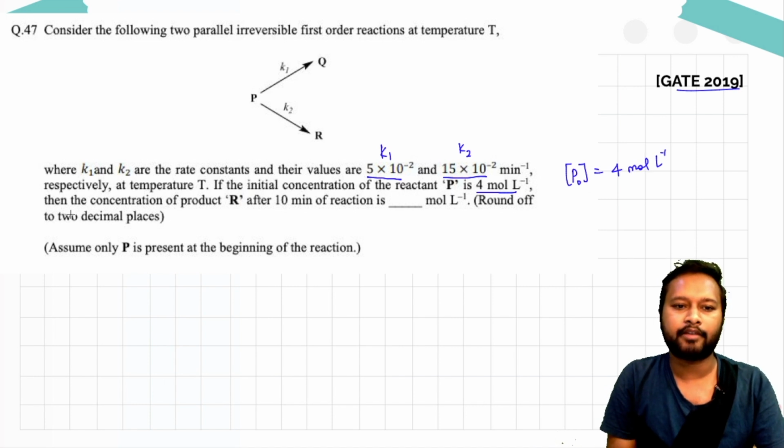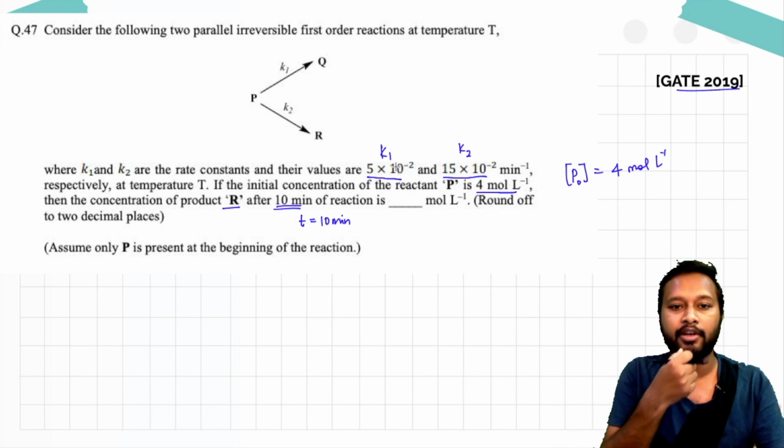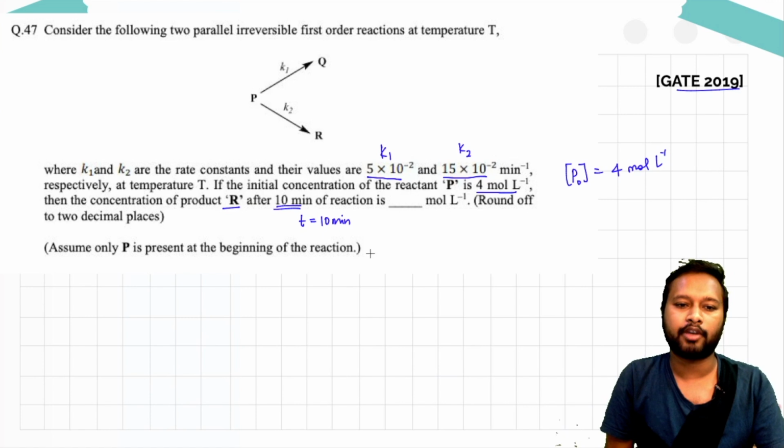Now they are asking for the concentration of product R after 10 minutes. So the time is given to you as 10 minutes. Again, the time is in minutes and the rate constants are in per minute, so you don't have to convert anything here. You have to round it off up to 2 decimal places.